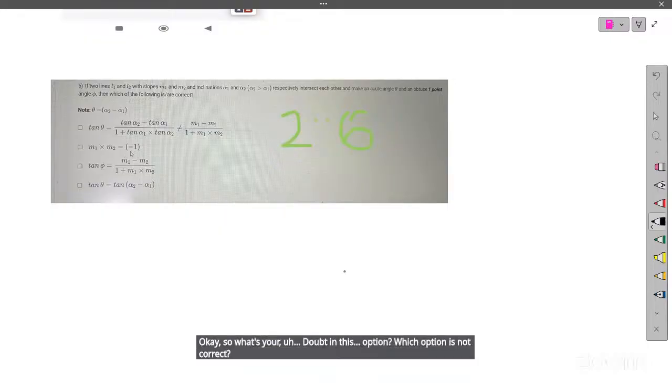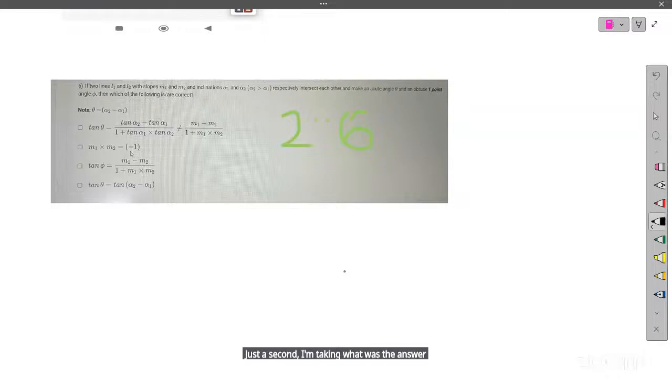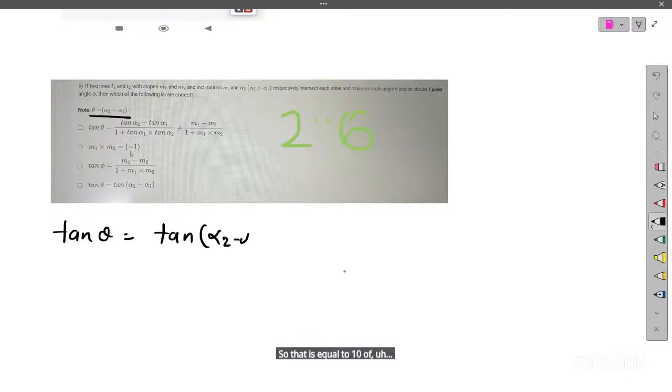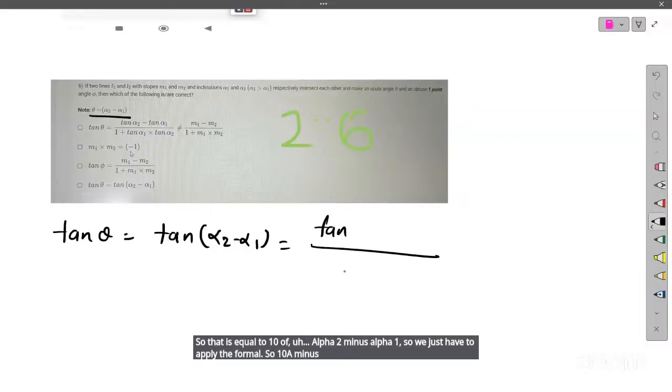Just a second, I am checking what the answer was. So tan theta is tan alpha 2 minus tan alpha 1. Okay, just apply a formula here so that we can check, right? So here they have a note that theta is alpha 2 minus alpha 1, so tan theta is equal to tan of alpha 2 minus alpha 1. So we just have to apply the formula. Tan (A minus B) is equal to (tan A minus tan B) upon (1 plus tan A into tan B).